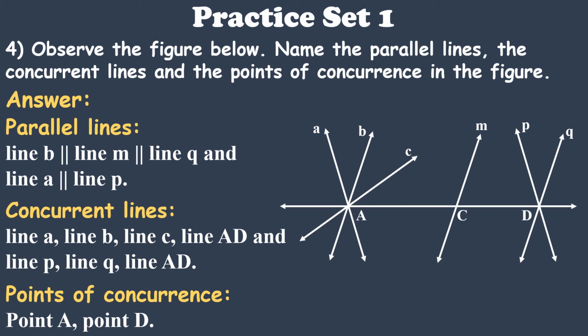Where do they meet? So line A, line B, line C and line AD meet at point A. So point A is their point of concurrence. Whereas for the second one, line PQ and line AD, the point of concurrence is point D.